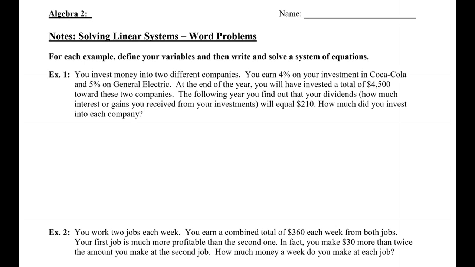Today's notes are on solving linear systems using word problems. For example 1, we're going to define the variables and then write and solve a system of equations.